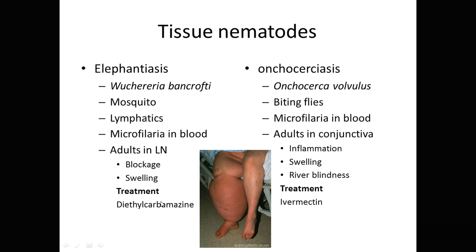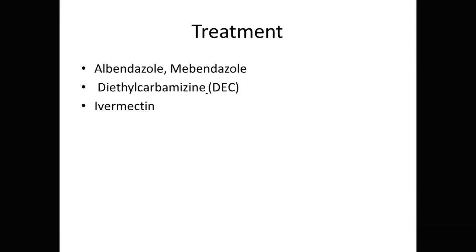And treatment is anti-parasitic drug. Onchocerciasis is caused by Onchocerca volvulus. They are transmitted by biting flies, and they introduce into the blood a larval stage, and then the larva matures into adults, and they move into the conjunctiva. They mature in the conjunctiva, and they cause inflammation, swelling, and can lead to blindness, and this is called river blindness. And treatment is the antiparasitic drug ivermectin. This is the life cycle and treatment.